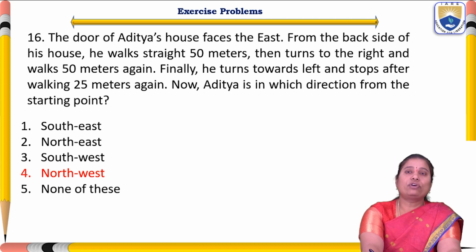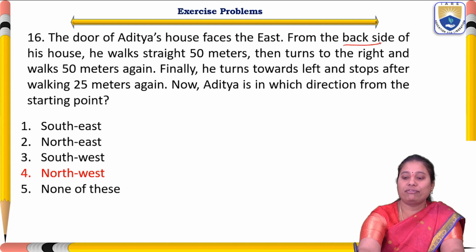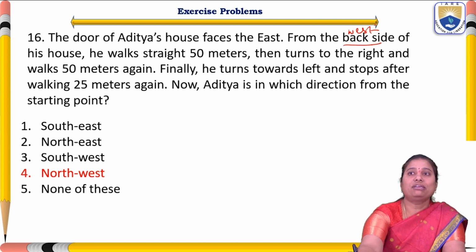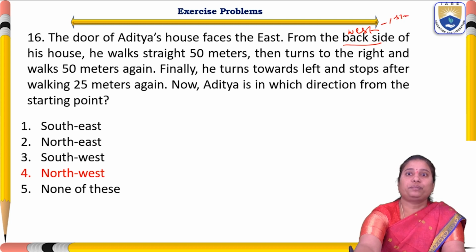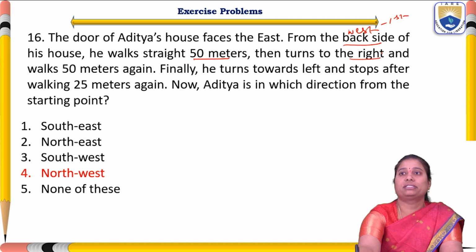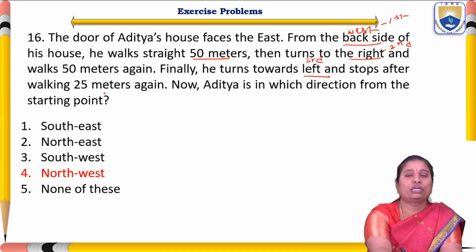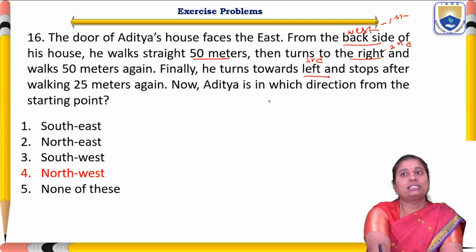So the door of Aditya's house faces the east. That is not a movement. From the back side of his house, we have to take it as the west. This is the first turn. So this is the first one. He walks 50 meters. And then he turns to the right, this is the second movement, and walks 50 meters again. Finally, he turns towards the left, this is the third movement, and stops after walking 25 meters. Now, Aditya is in which direction from the starting point, they are asking.